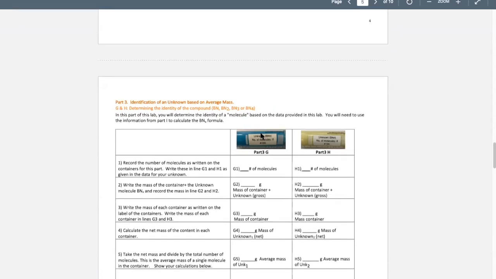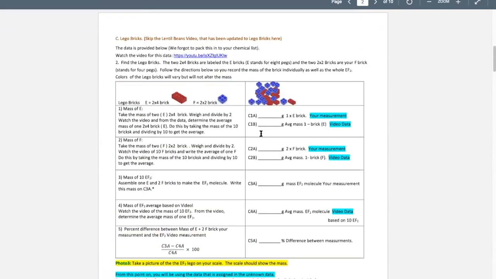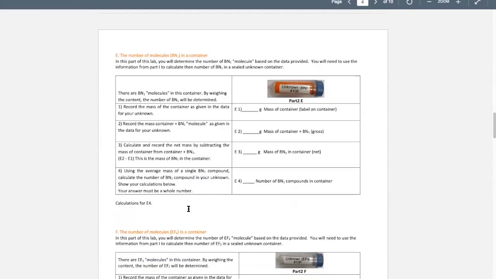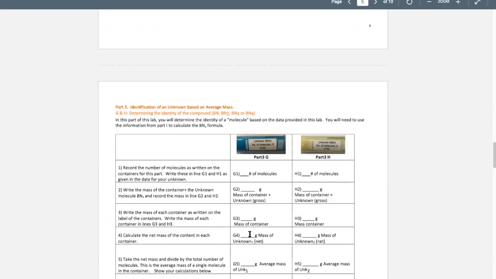So what you want to do next is you want to go to your database, this right here, and you compare it to BN, BN2, BN3, or BN4. Which individual mass is closest to the individual mass in G? Because when you take this mass and divide it by the number of molecules, you will have the mass of one molecule, a BN, BN2, BN3, or BN4, depending on what you have.